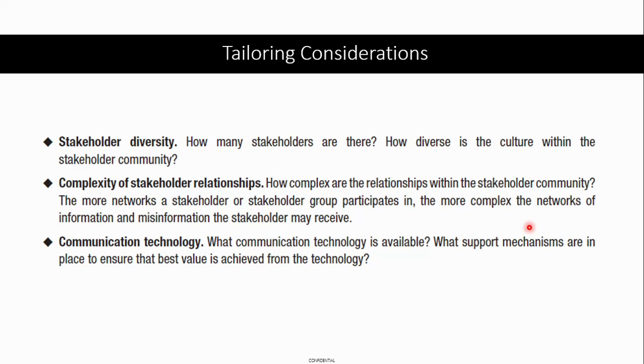Then the complexity. If it is a large project like a highway or building a dam or something like that, where many people are affected, the complexity and the relationships, the political relationships or the networks, definitely you as a project manager will have to adjust your strategy. The more the complexity of the stakeholders involved, maybe your community is involved, or the religious community is involved and it's highly agitated, or the media is involved. So the more the complexity of the relationships, then you will have to make different strategies.